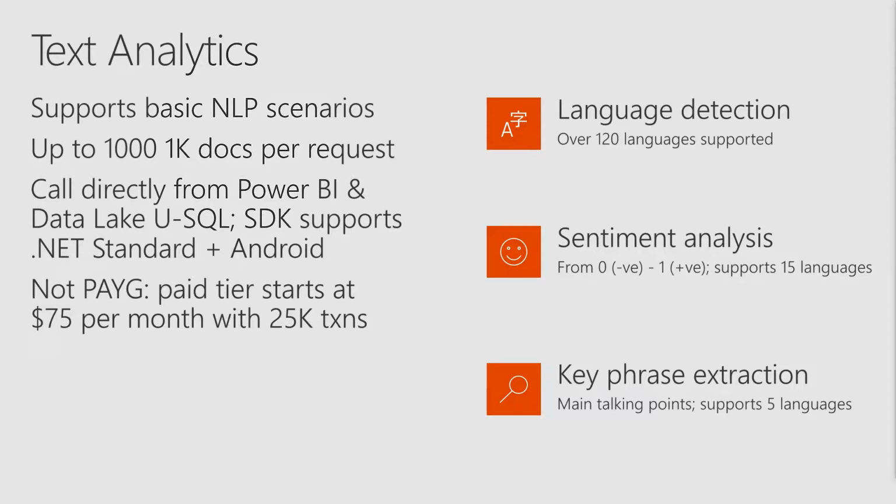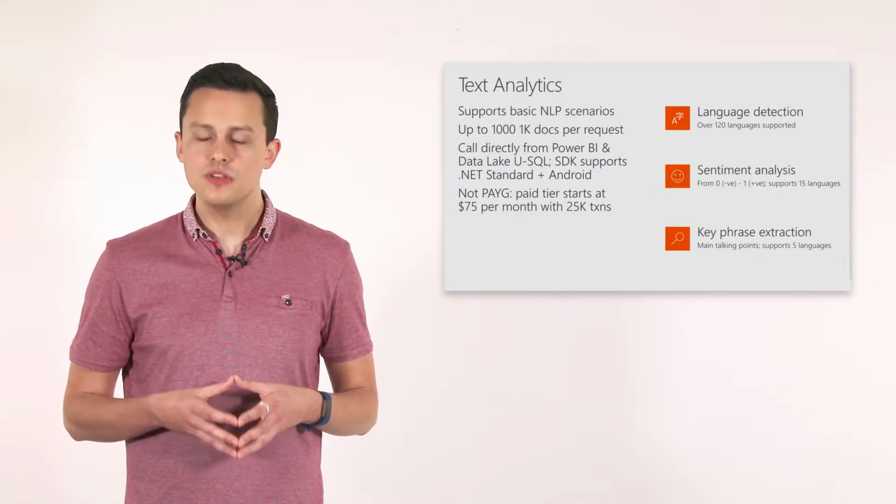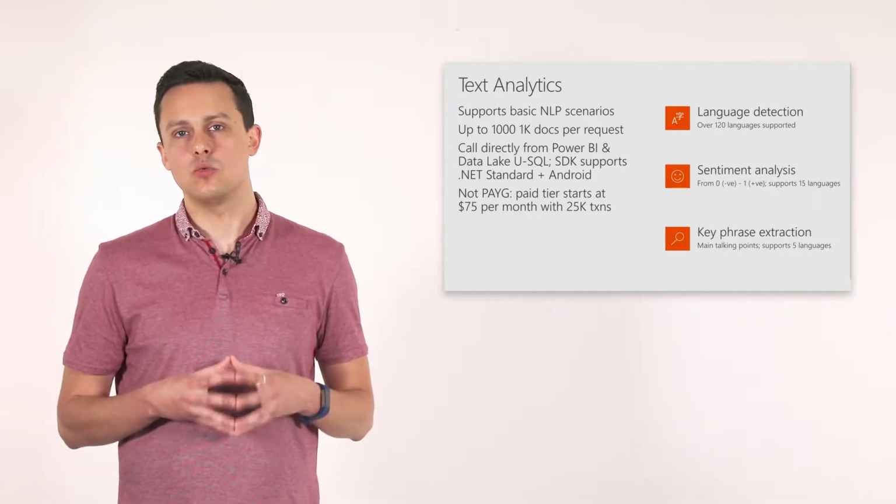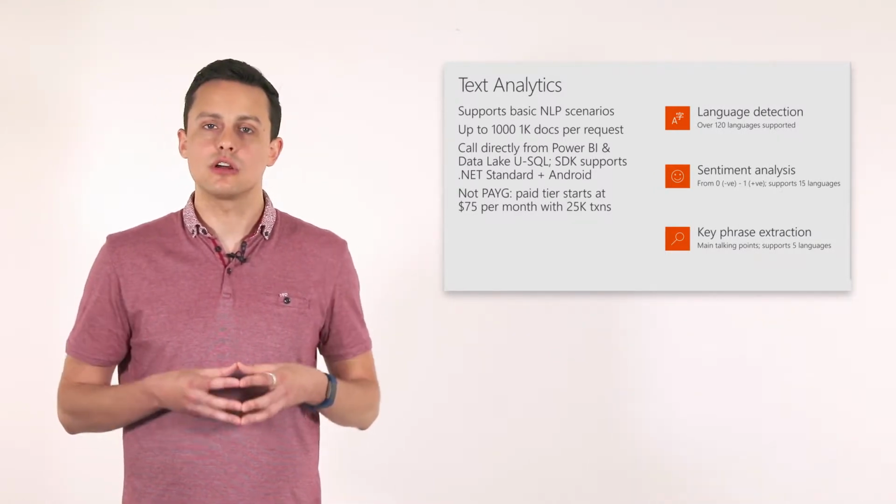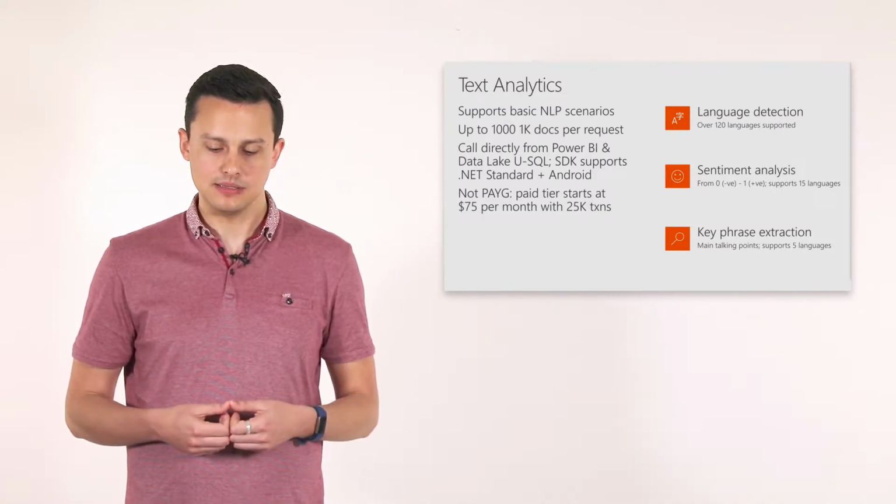You can post up a message and it will give you a number back between 0, which is very negative, and 1, which is very positive. And then finally, it can do key phrase extraction. So if you send up a paragraph, it can pull out the key topics within that message. You can submit up to 1,000 1KB documents in a single request to any of these APIs.